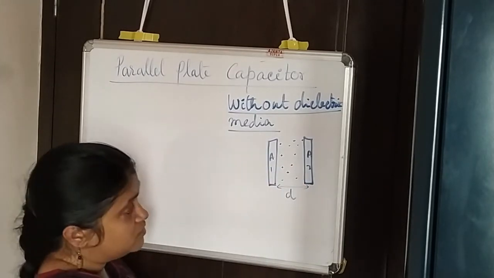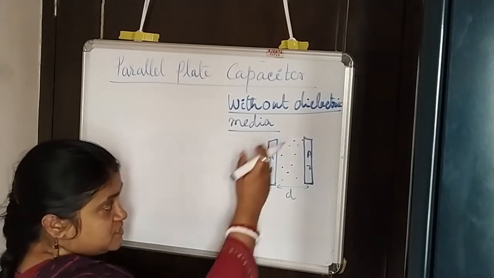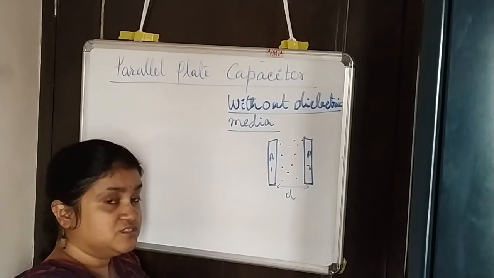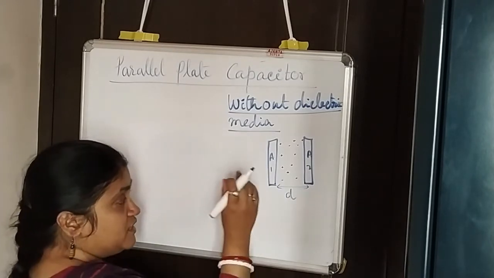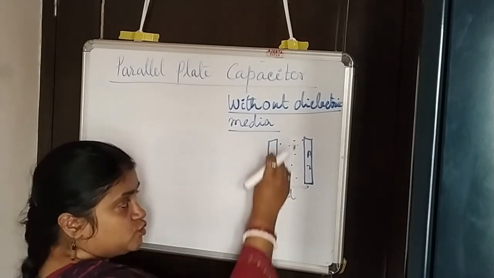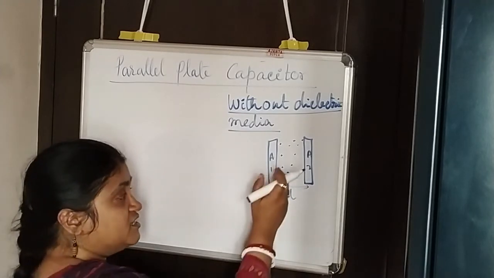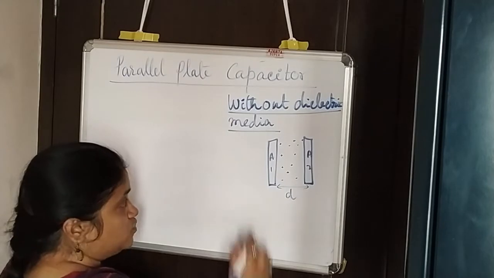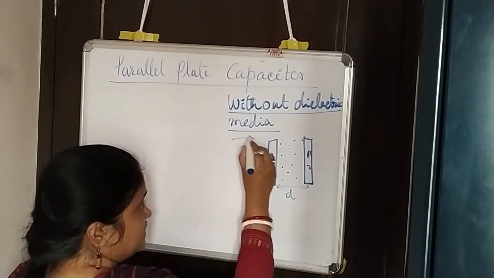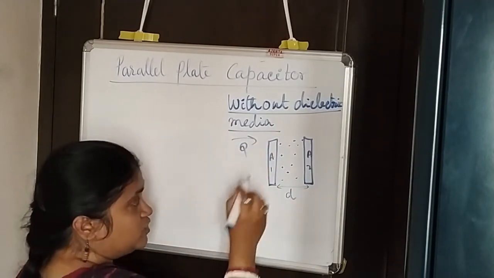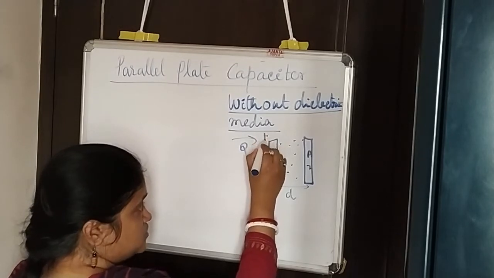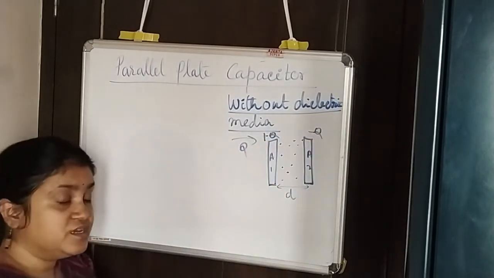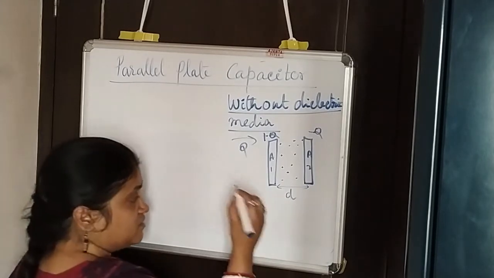As we know, a capacitor is generally two conductors sandwiched with a dielectric medium. Here we have taken the dielectric medium as air. At the beginning, let's suppose we give it a charge Q, plus Q on this plate and minus Q on this one, right?